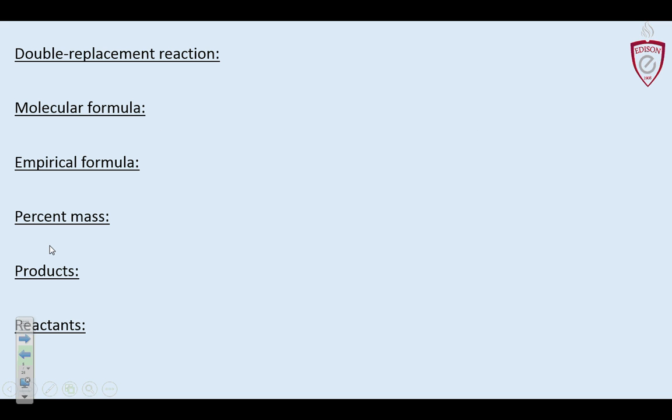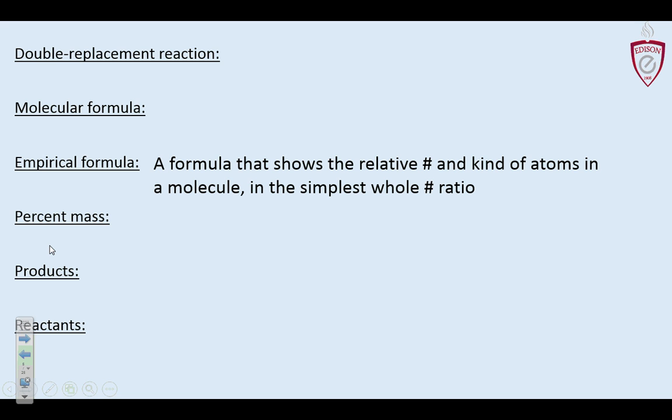Now, the empirical formula is when we look at the basic, simplest ratio. For H2O, it's 2 to 1, 2 hydrogens to 1 oxygen, so the molecular formula is the empirical formula. For C6H12O6, you can reduce those subscripts to 1 to 2 to 1. So the empirical formula's simplest ratio would be C1H2O1. So it's about formulas and ratios. That's what all these things are about.